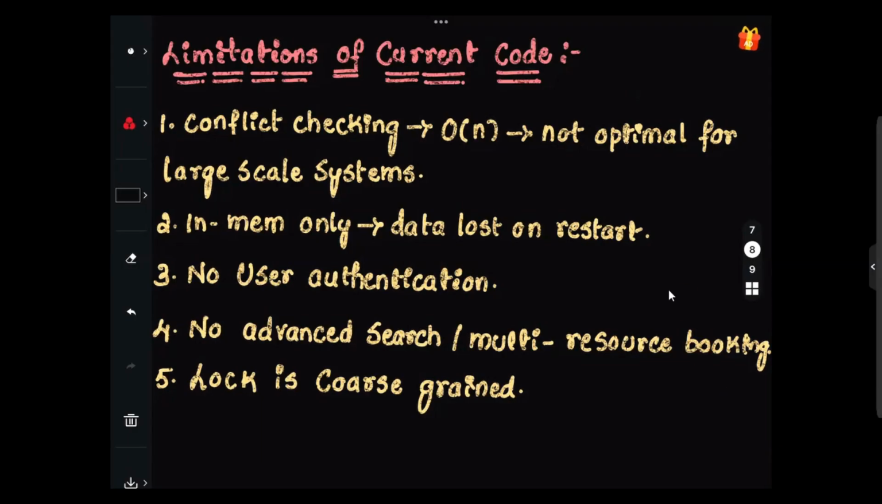So these are some of the limitations that I wanted to discuss with you guys. See here, conflict checking leads to O(n) actually. So this is not optimal for a large scale system. So this is one of the limitations.